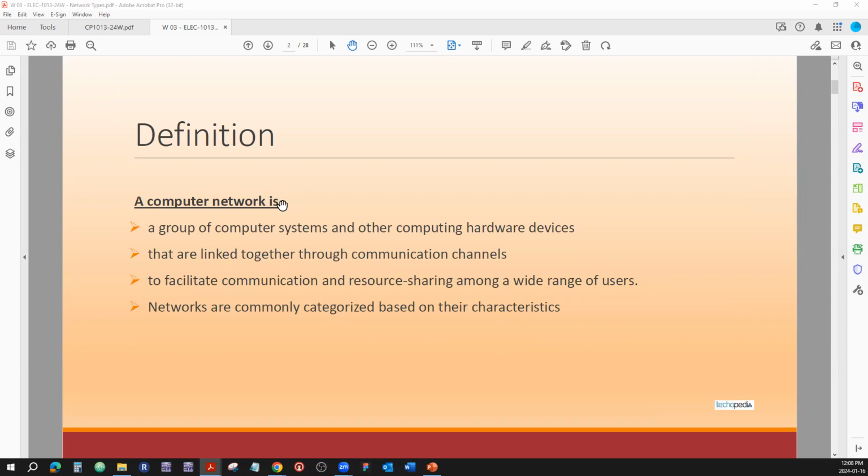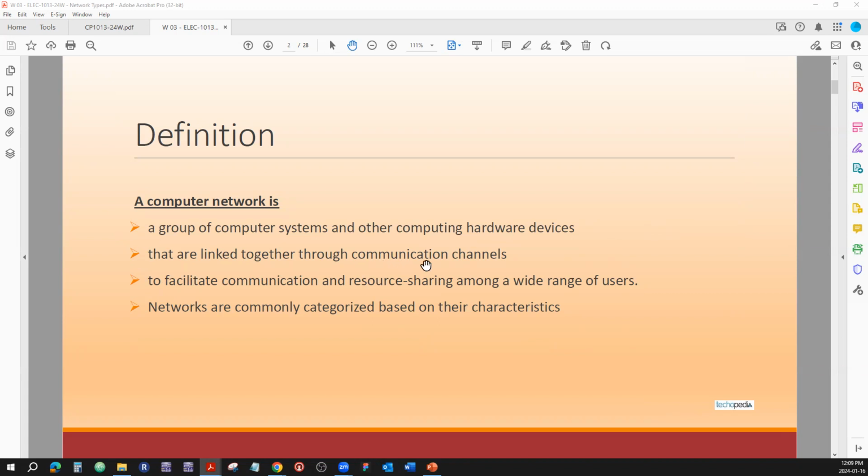Let's start with some of the definitions. What is a computer network? A computer network is a group of computer systems and other computing hardware devices, which is pretty much anything that connects to Ethernet and internet as well. So a group of computer systems and other computing hardware devices that are linked together through communication channels.